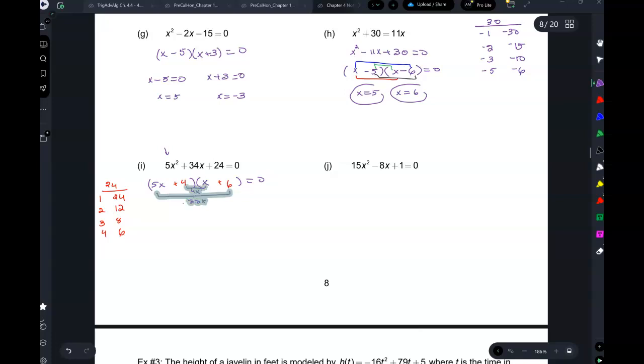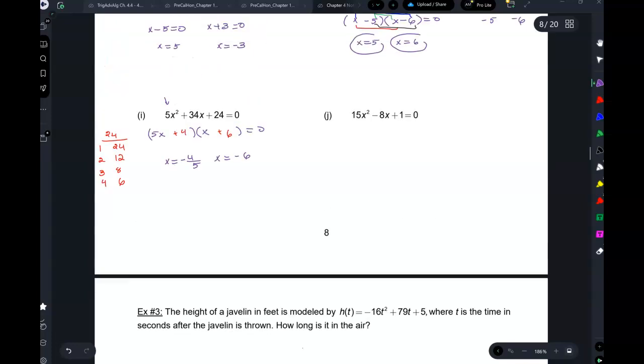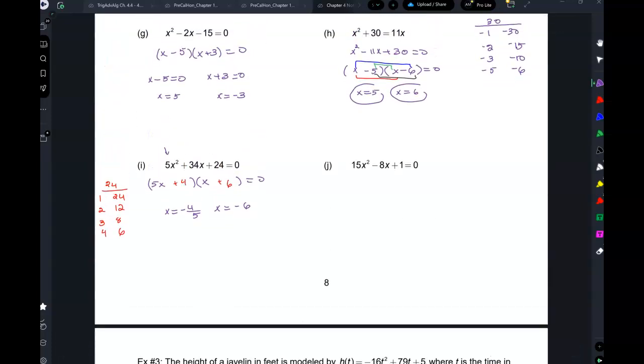So now, x is -4/5. X is -6. Okay. Let's do one more. All right.